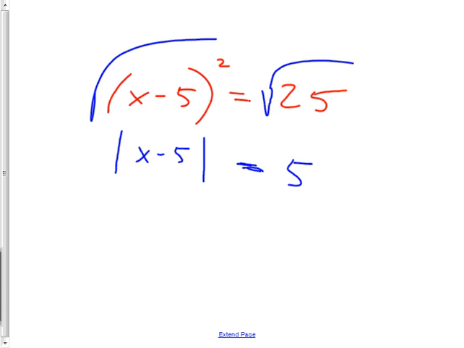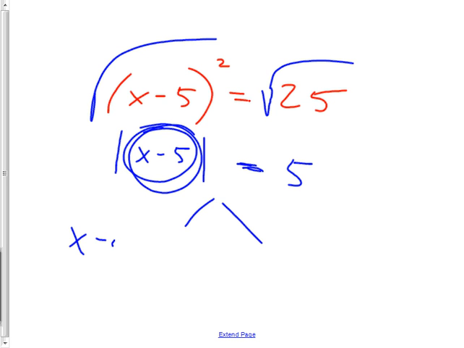You see what I just did there? Now, I have to split that into 2 parts. Either this part is equal to 5, or this part is equal to negative 5. x minus 5 equals 5. x minus 5 equals negative 5. And now I can solve it from there.